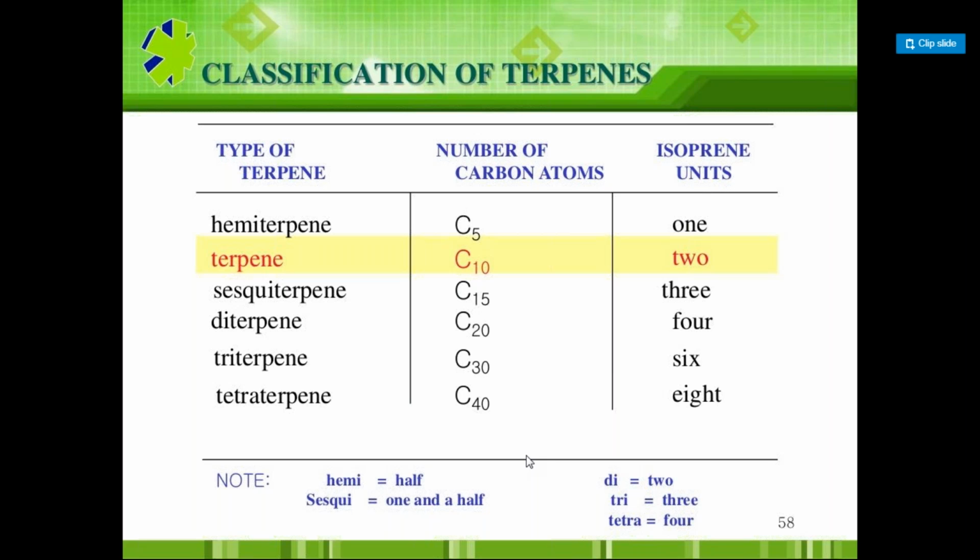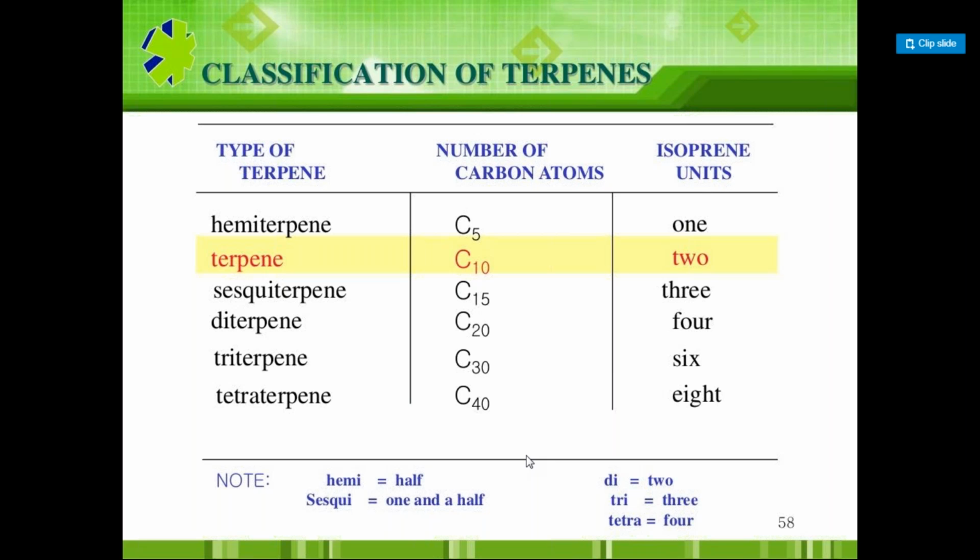Now, this classification, whatever you're seeing on the slide, is the classification based on the number of terpene units. Clear, number of terpene units. I think this was clear in the last class. I'll just brief you here. If it has C5H8 units, it is called hemiterpene. What is the other name for hemiterpene? Isoprene. Very good. It is also called isoprene.